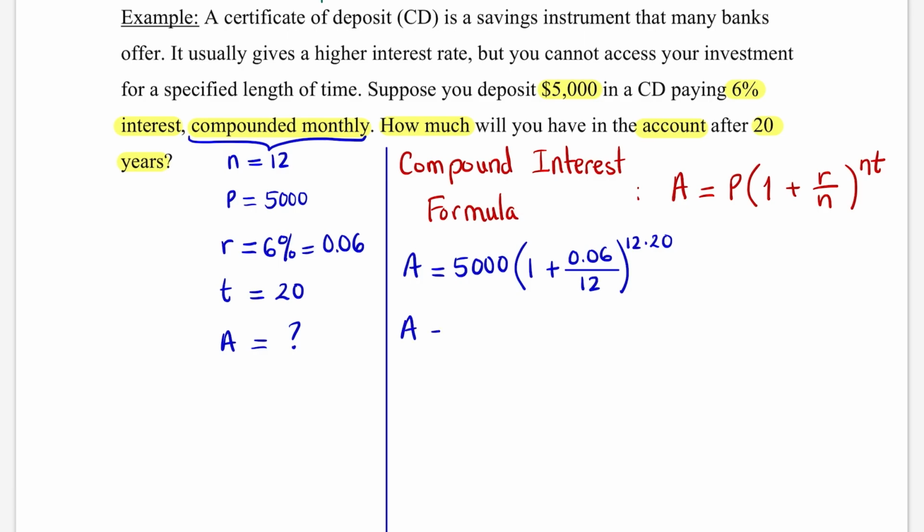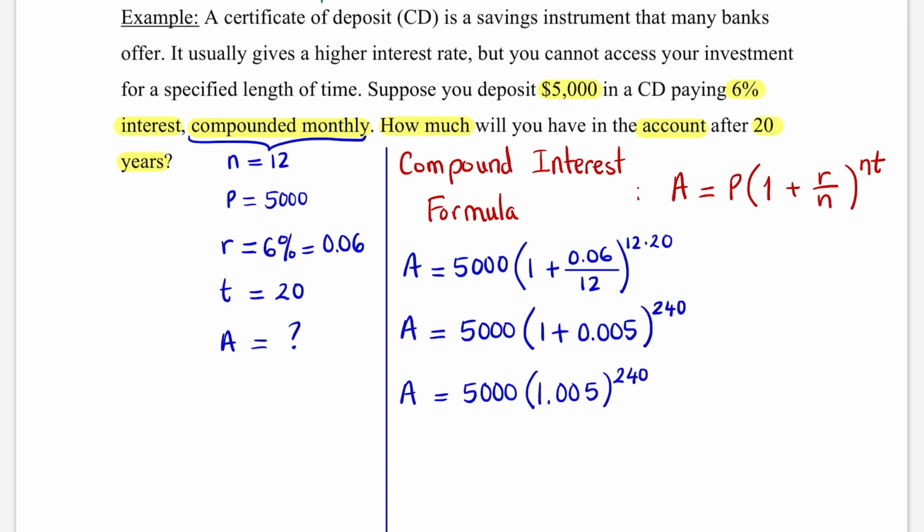So I have A equals 5,000 times 1 plus 0.005 raised to 240. So 0.005 is from 0.06 divided by 12. 240 is from 12 times 20. Now I take 1 plus 0.005, which is 1.005. A equals 5,000 times 1.005 raised to 240. And I'll put this in my calculator to get my answer.